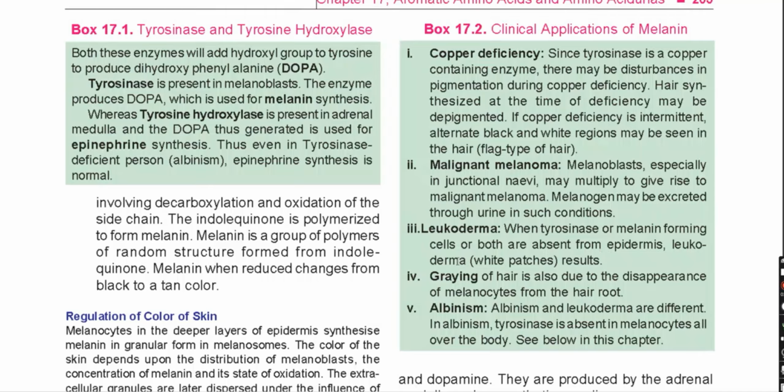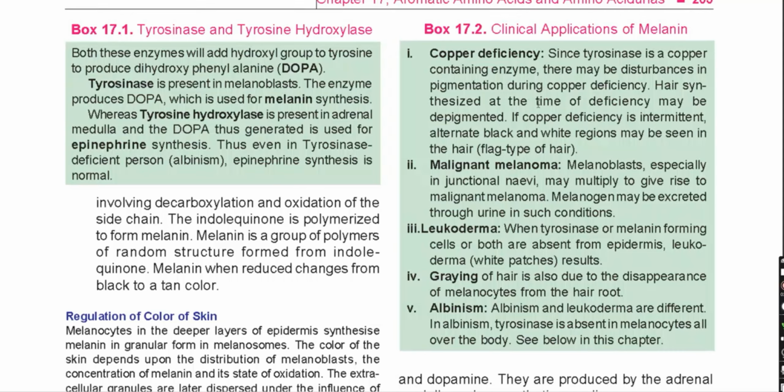Another important thing, albinism and leukoderma are different. Albinism is where tyrosinase is absent in melanocytes all over the body, but leukoderma is when tyrosinase or melanin forming cells are both absent. So these are both different.